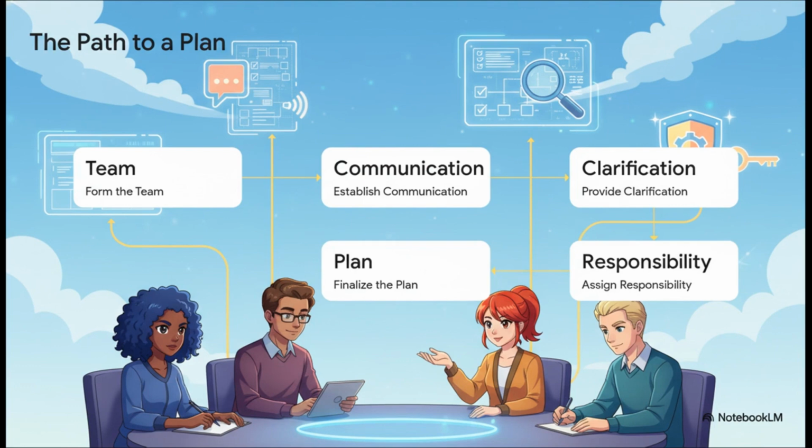So check out this flow, it's so logical. First, you form the team. Then, once you know who's involved, you establish clear lines of communication. After that, you provide clarification so every single person knows the what, why, and how. That clarity lets you assign responsibility, so everyone knows exactly what their job is. And only then, when all of that is locked in, do you finalize the plan. See how each step builds on the last?